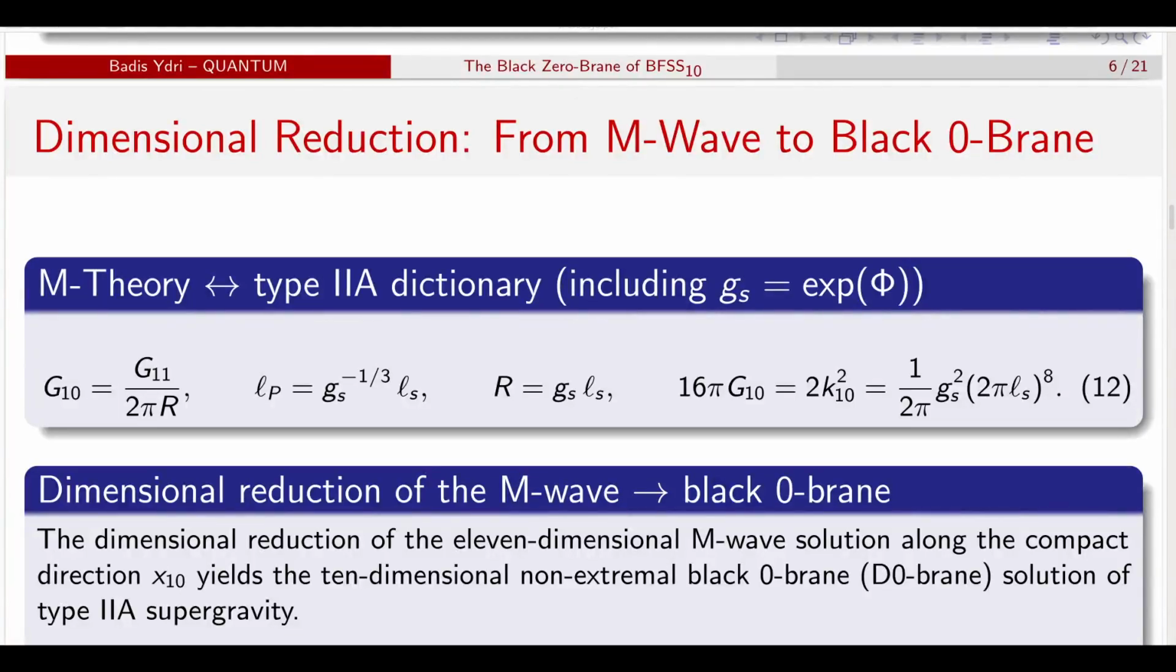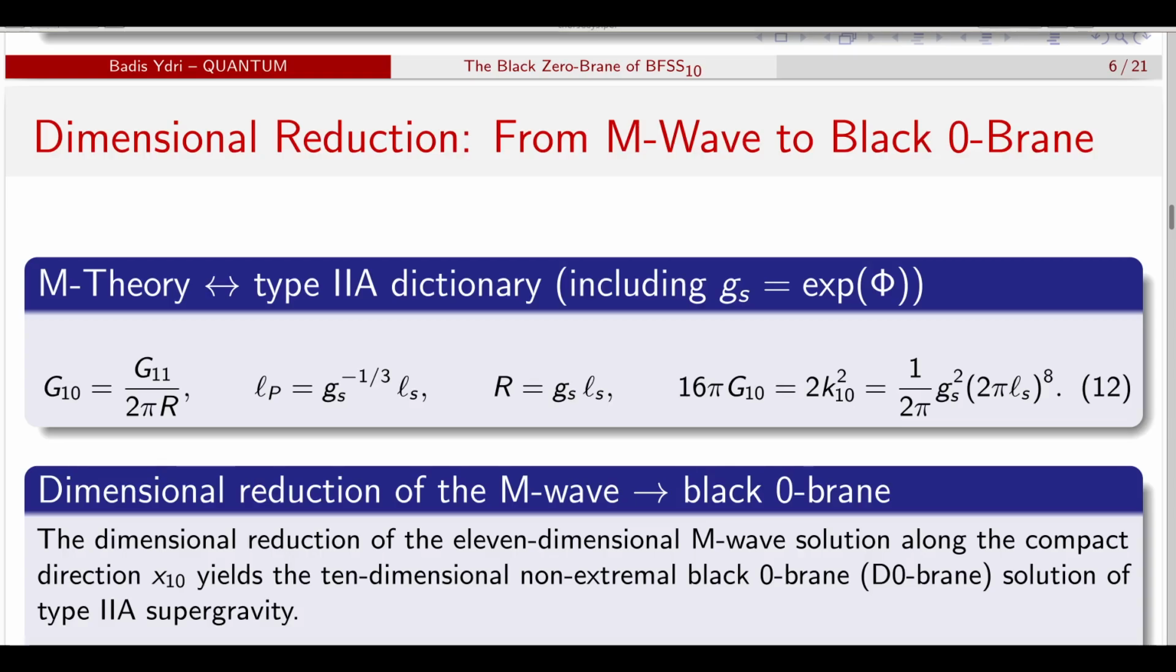We now apply the dimensional reduction explicitly to the M-wave solution. Equation 12 summarizes the dictionary between M theory and type 2A supergravity. It relates the gravitational constants, the Planck and string lengths, and the compactification radius. The 10-dimensional Newton constant G10 is obtained by dividing the 11-dimensional constant G11 by 2 pi r.